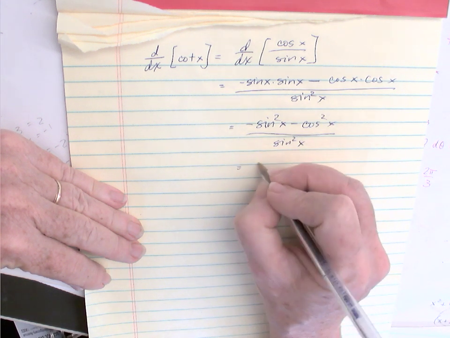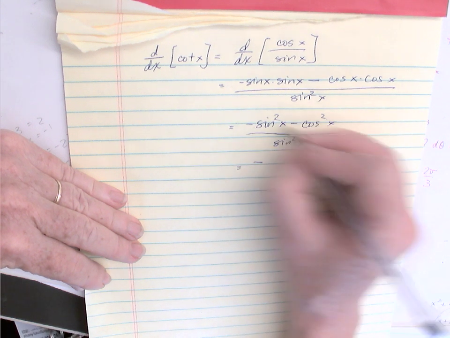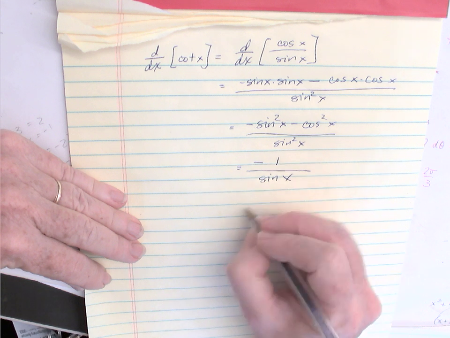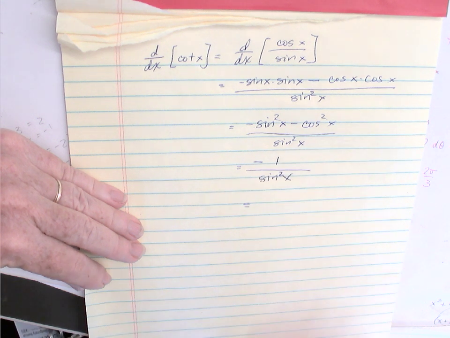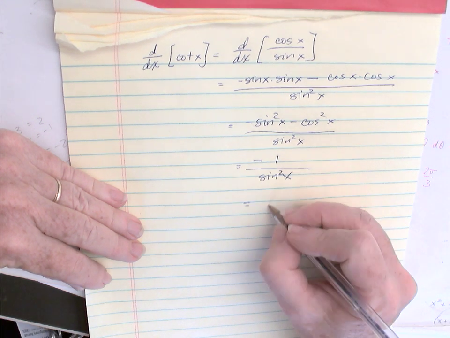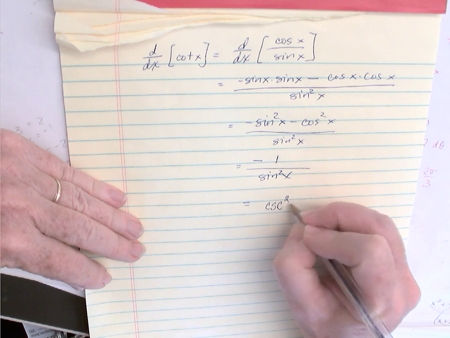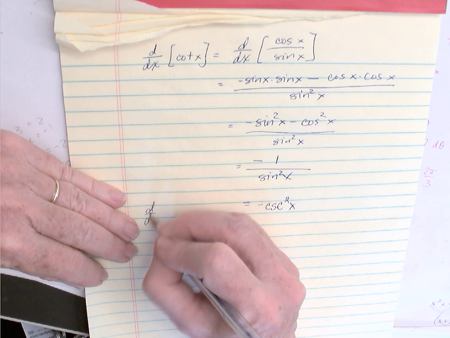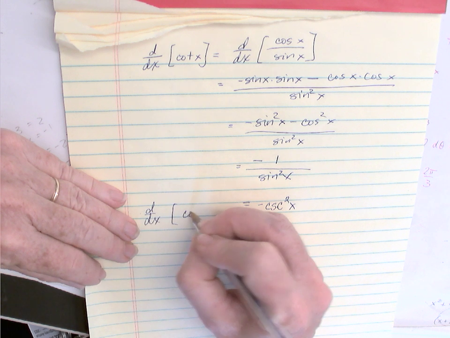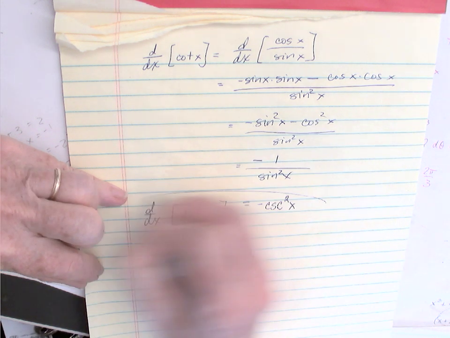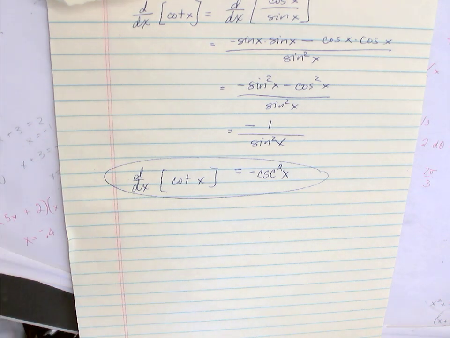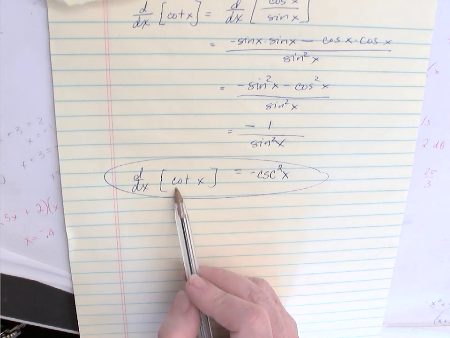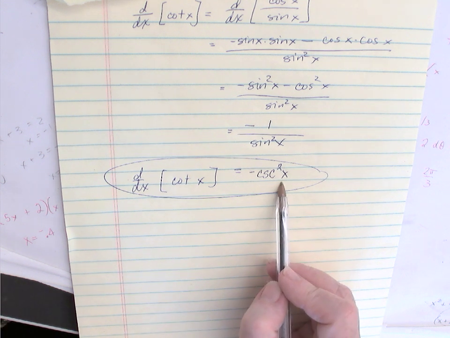Let's factor out a negative 1 from the top, and that's just going to give us sine squared plus cosine squared. So the derivative of cotangent is, well, 1 over sine is cosecant, so this becomes negative cosecant squared. The derivative of cotangent is negative cosecant squared. And there's a little bit of a symmetry. The derivative of tangent is positive secant squared. The derivative of cotangent is negative cosecant squared.